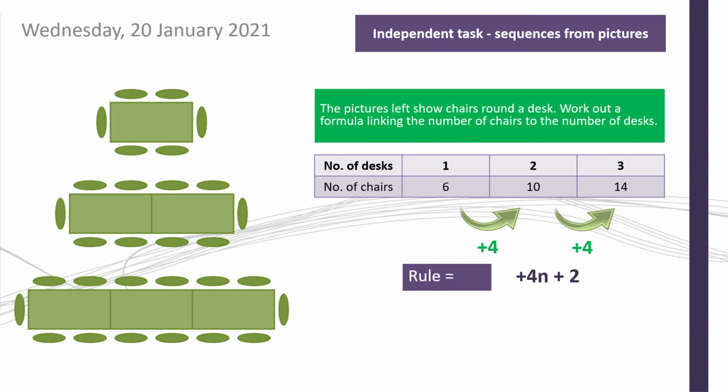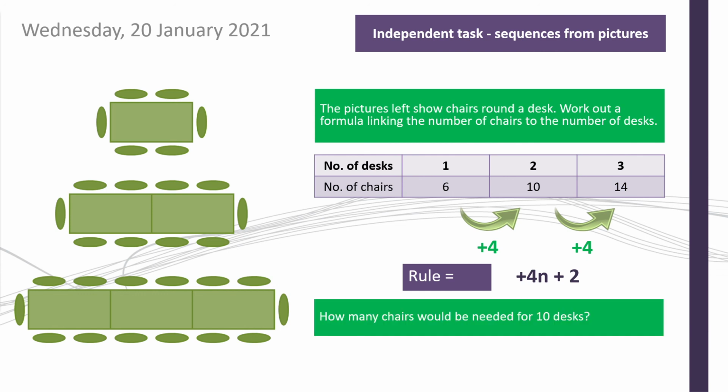Now, to find out how many chairs would be needed for 10 desks, we replace n with 10. 4 times 10 plus 2 equals 40 plus 2 equals 42. So, for 10 desks, we need 42 chairs.